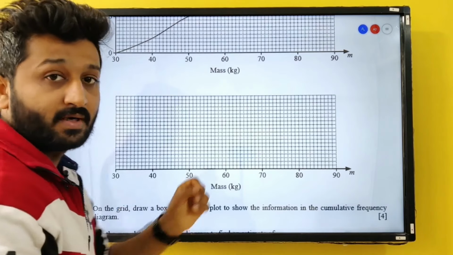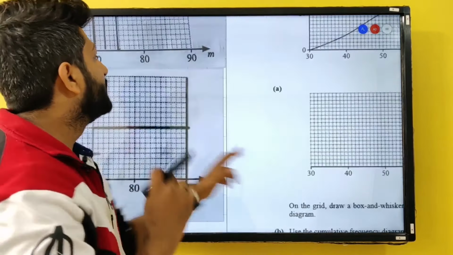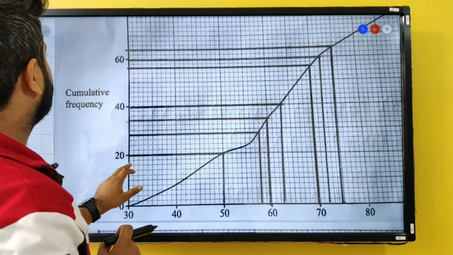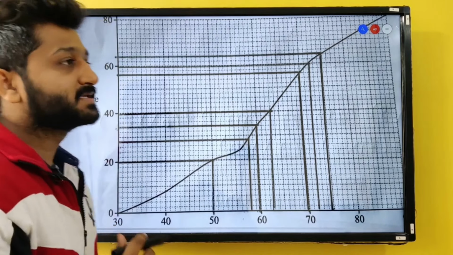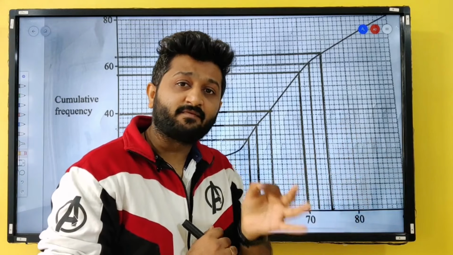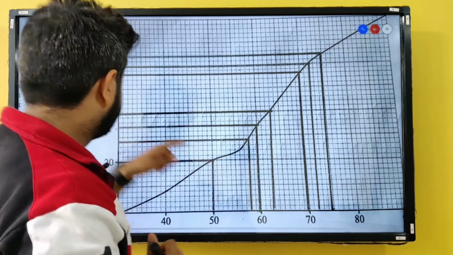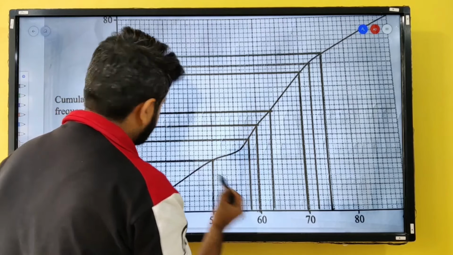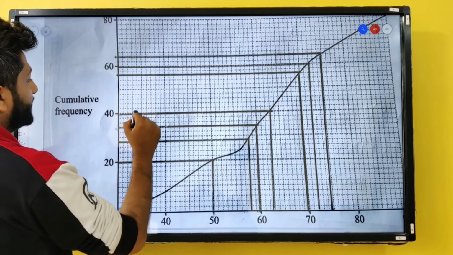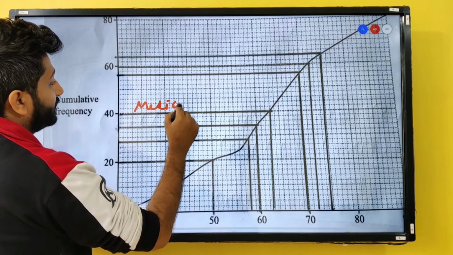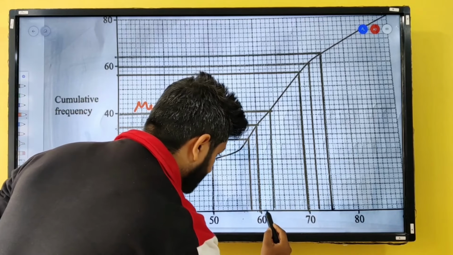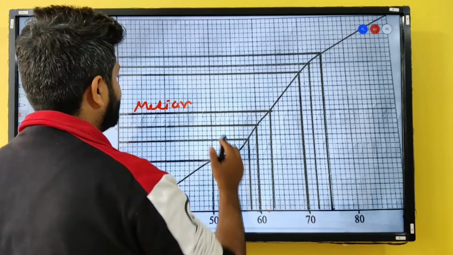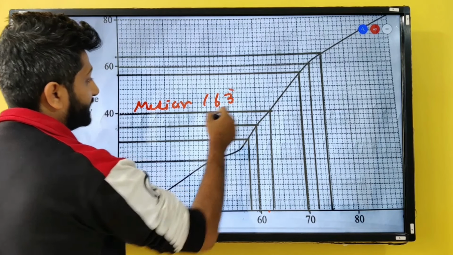Let us find our median. Median is the mid value, so it is going to be the 50th percentile. 50th percentile of the maximum value, which is 80, is 40. So this is your median. Your median is, I think, 61, 62, 63. Your median is 63.